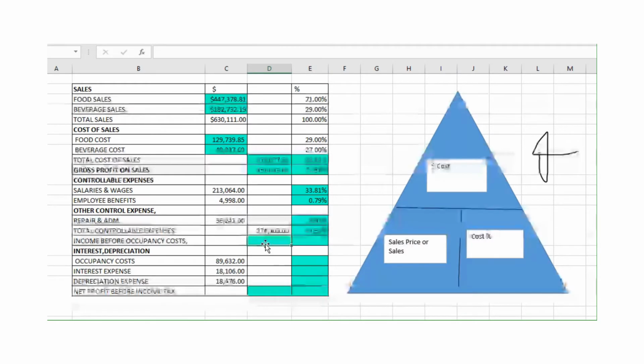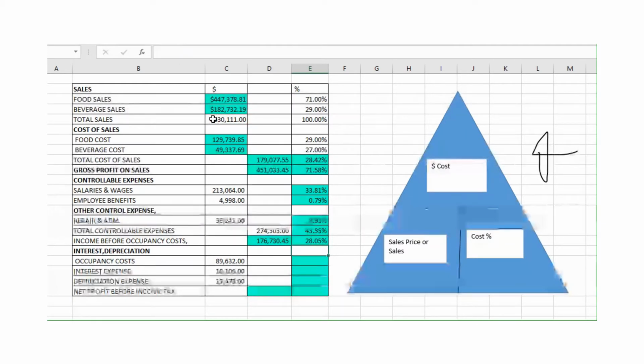Next, we want to calculate our income before occupancy costs. Again, just like our gross profit, this is a running profit number that we would have on the income statement. How we calculate this is by taking our gross profit, or our last running total profit, and subtracting the total controllable expenses. So our income before occupancy costs were $176,730.45. As a percentage of sales, we'll take the item divided by sales, and we get 28.05%.